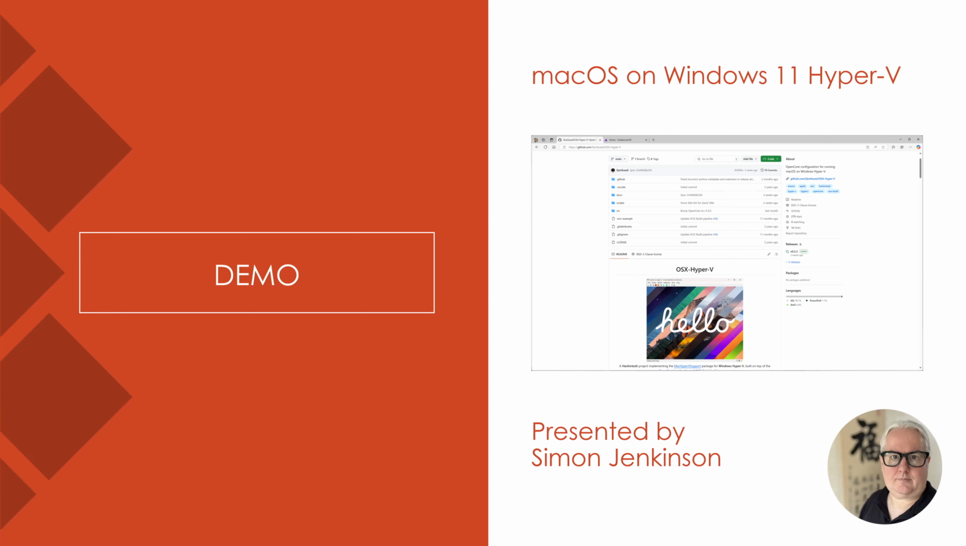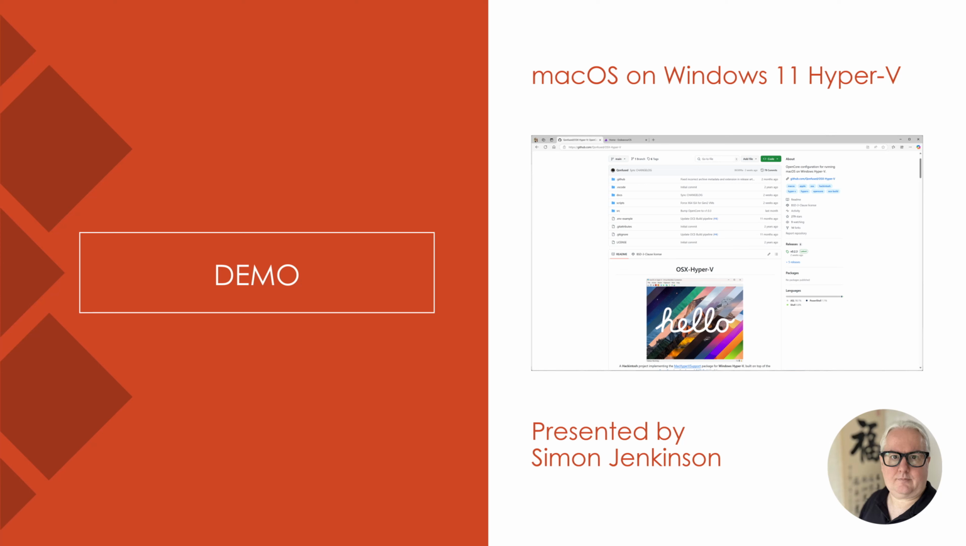In this video I'm just going to run through a quick demo of creating a macOS Hyper-V image on Windows 11. There are quite a few limitations to this kind of approach of creating a Mac VM on Windows. One of the main limitations that I've found is the resolution is limited to 1024 by 768.